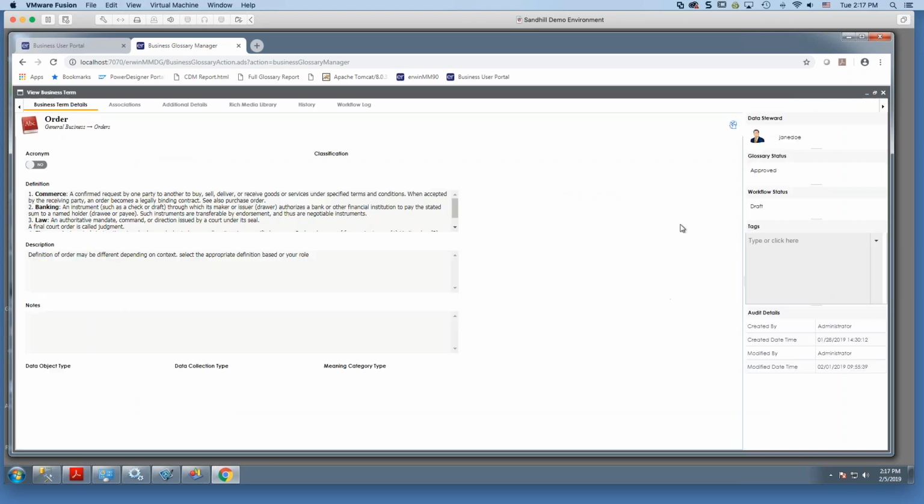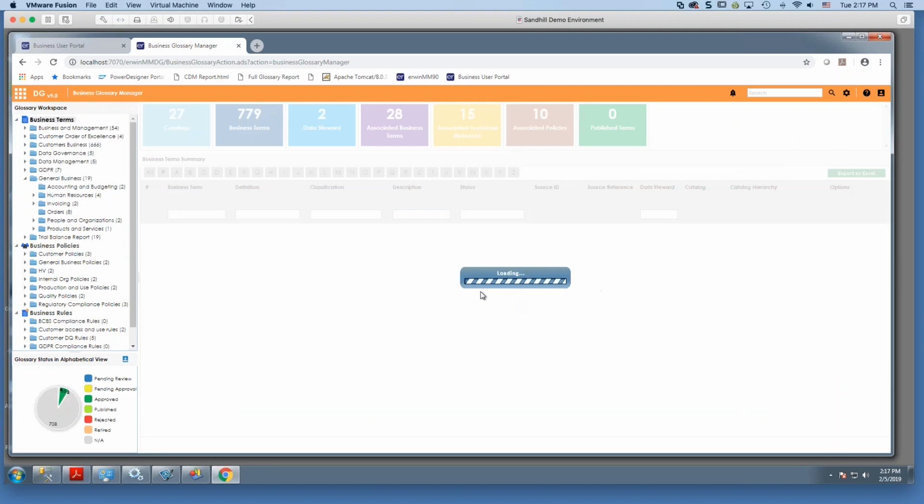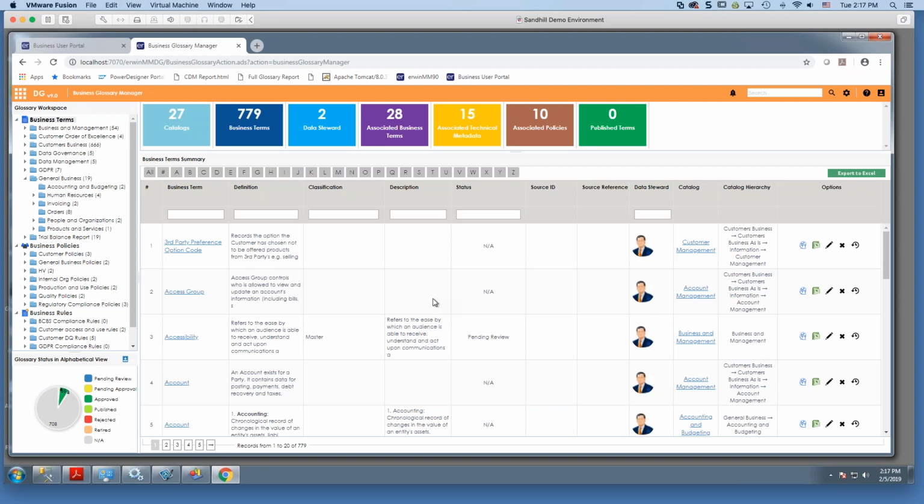So I'll close out of this real quick, and I'll close out of this. And let's take a moment and talk about the governance side of things here. When you're building your business glossary, obviously you want to have what's called change control, some sort of idea that a term can be proposed, and then that term would go through an approval process. And at the end of the approval process, we will know that it's an approved term.